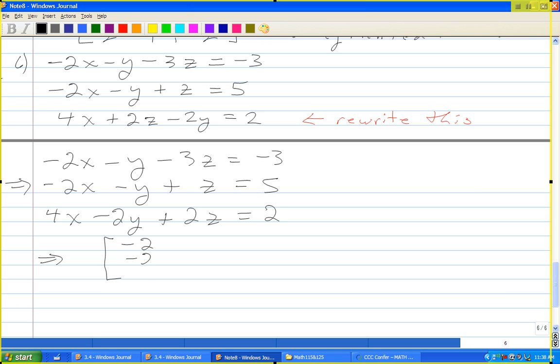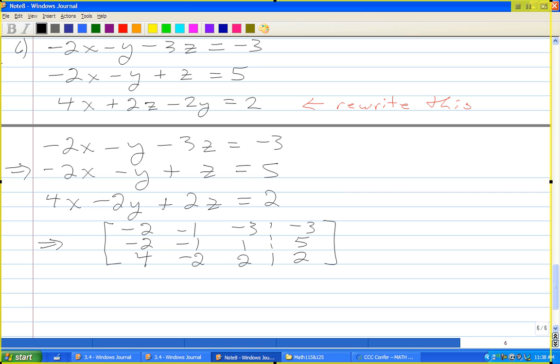Negative 2, negative 2, 4. Negative 1, negative 1, negative 2. Negative 3, 1, 2. And negative 3, 5, 2. That is my augmented system. And that's the way I want to write my augmented matrix.